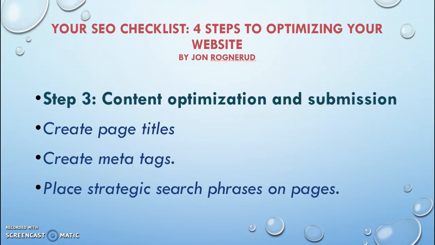Step 3 is content optimization and submission. John says that you need to create page titles. Because when you create these page titles, you're able to put keywords into them. And the more keywords you put into your page titles, the better and more often it'll show up.